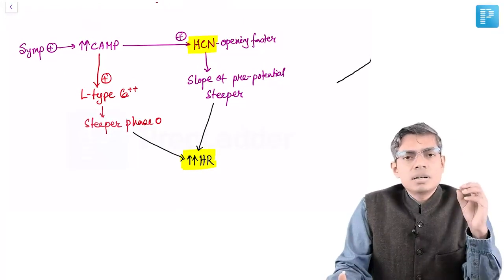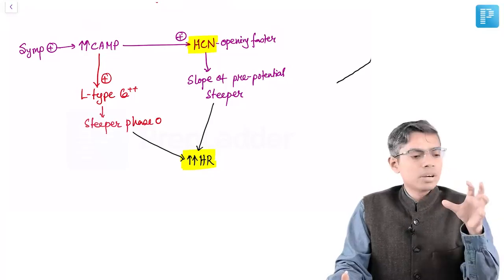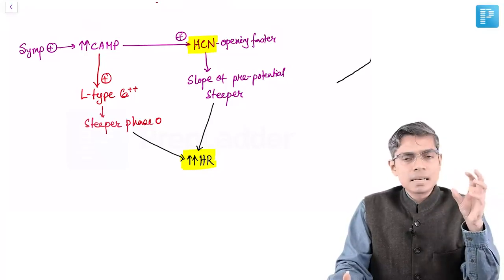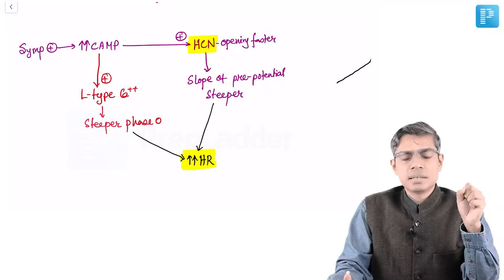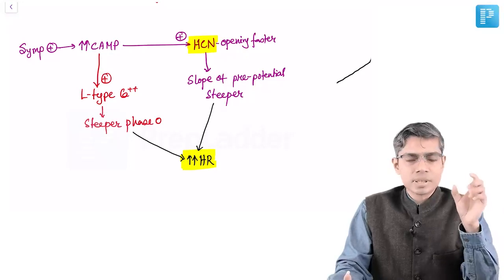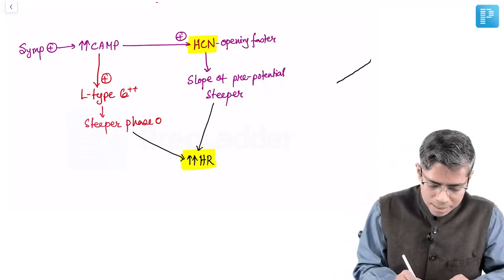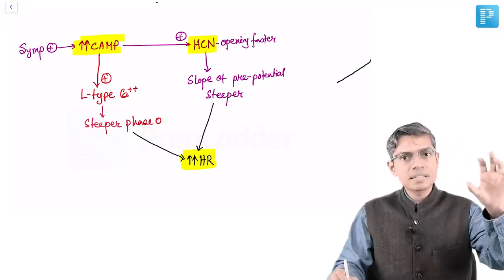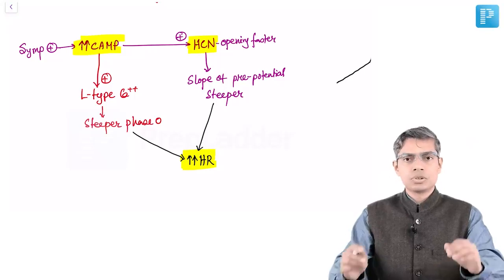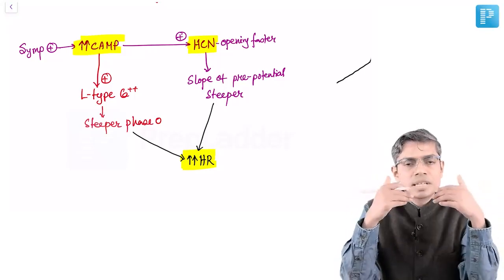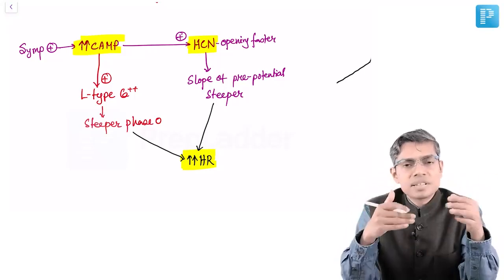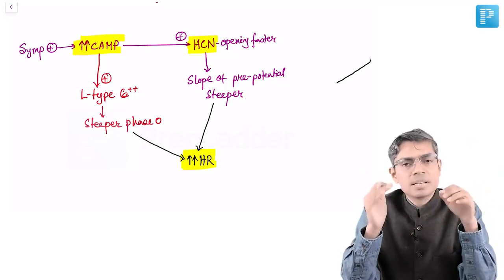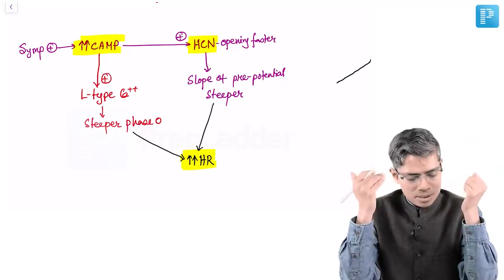Whenever you are trying to increase your heart rate, you have to target the nodal tissue. And if you want to increase the contractility, then you have to target the myocardium fiber. That's why we have seen that the effect of cAMP is different in myocardium cells and in nodal tissue. At the level of nodal tissue, it is stimulating the HCN channel as well as the phase 0 voltage-gated calcium channel. That's why the heart rate will be increased.